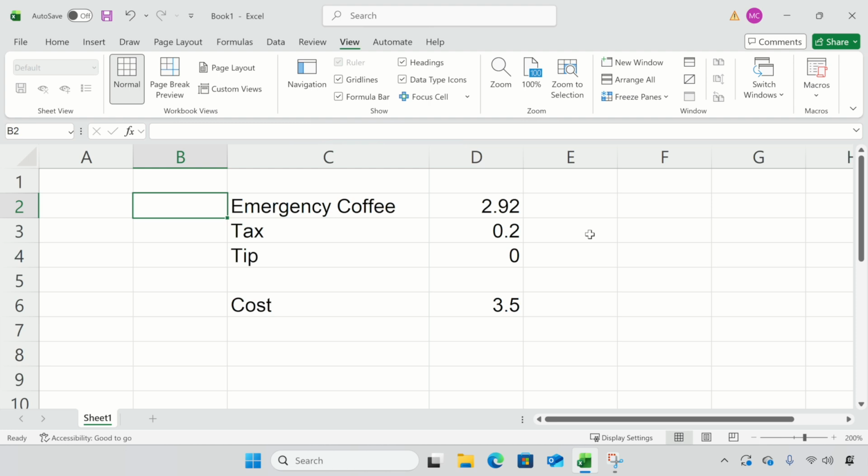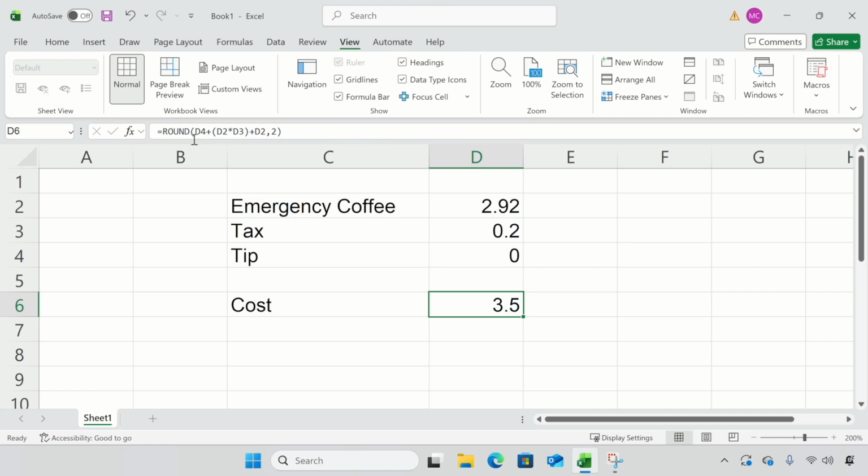This sheet tracks the price of our morning survival juice, £2.92. We add 20% tax and a tip, which depends entirely on the emotional stability of the barista. All of this rolls into cost, the total amount we're spending to remain functional. Let's look at the formula.